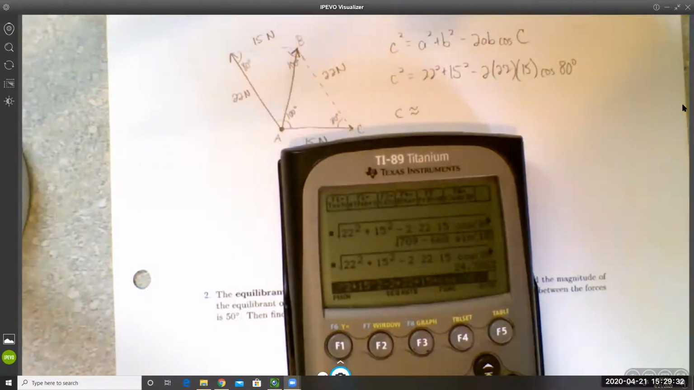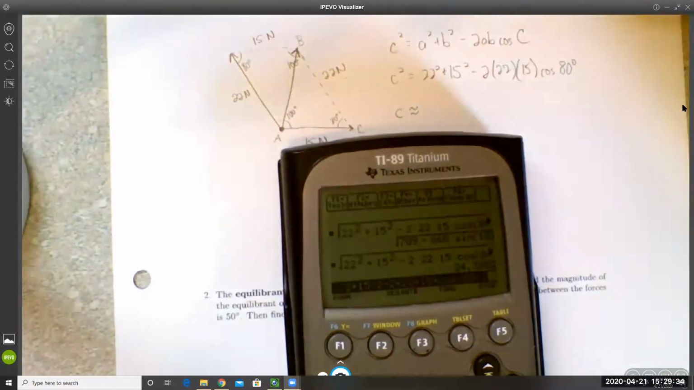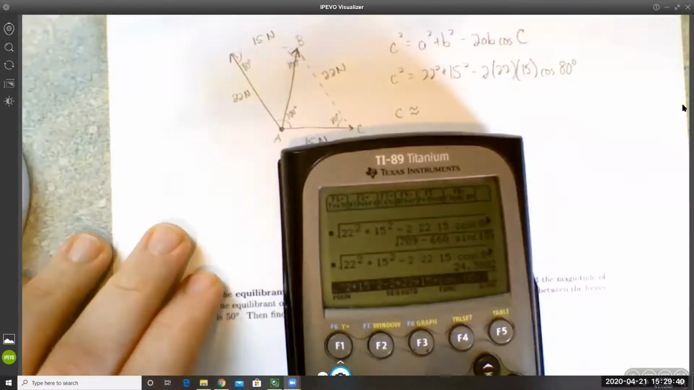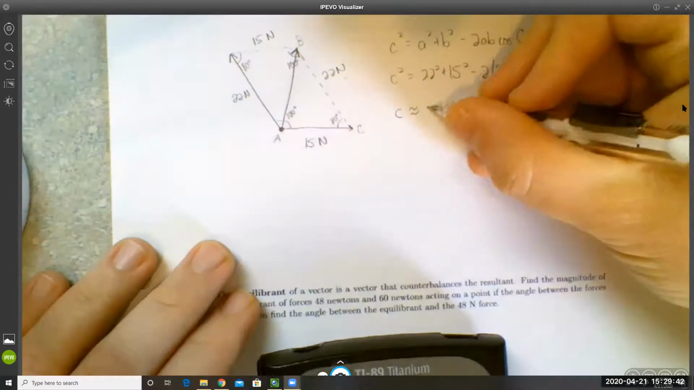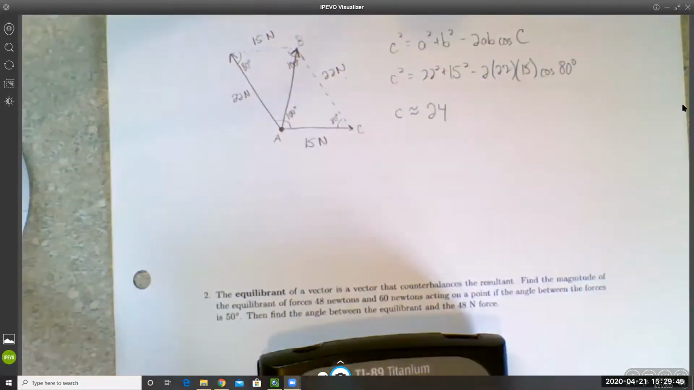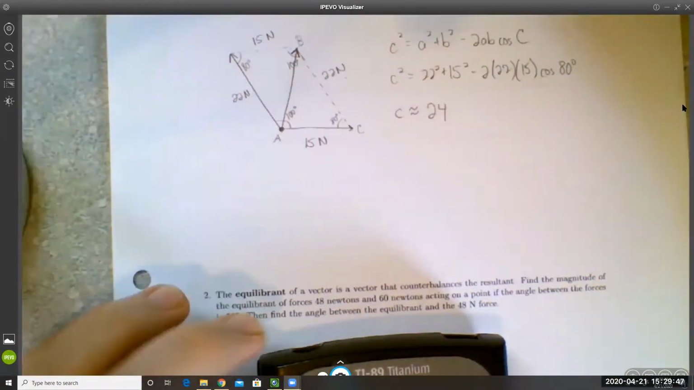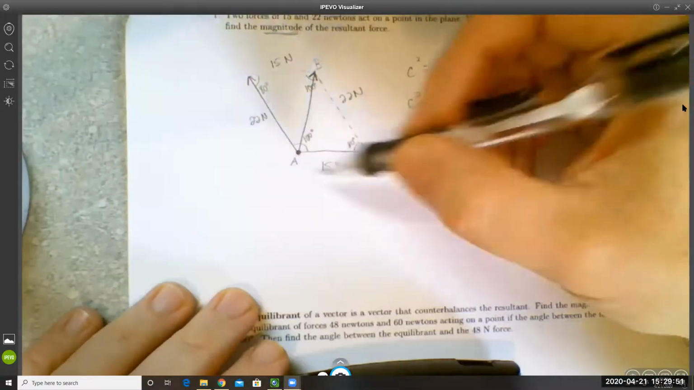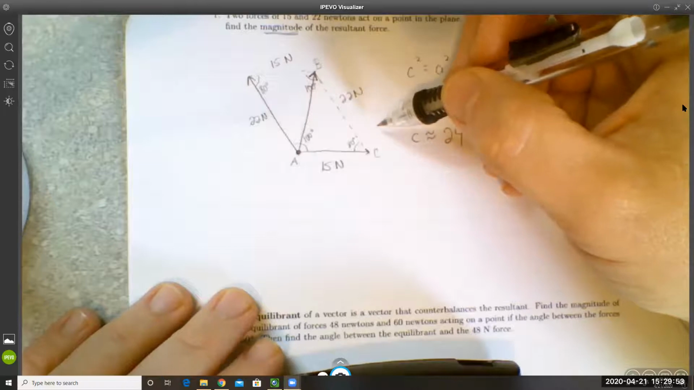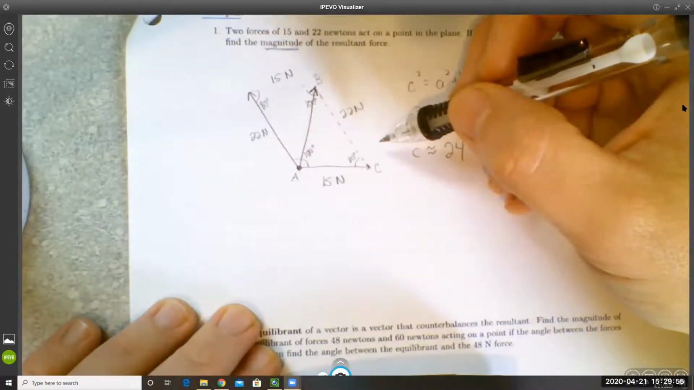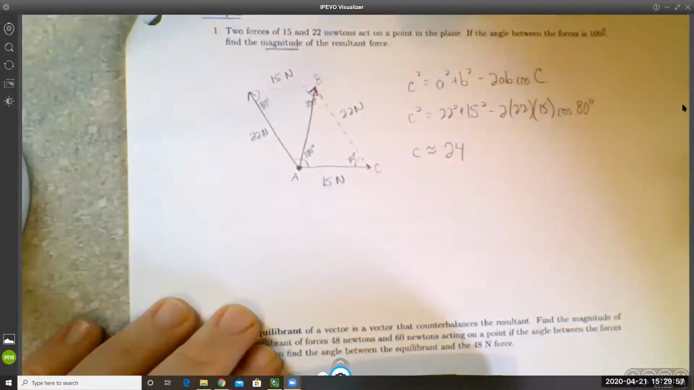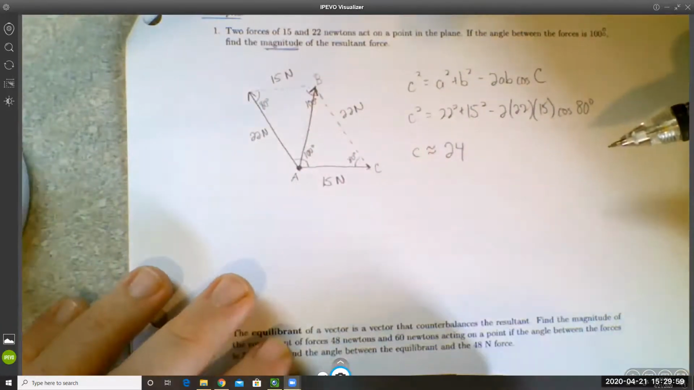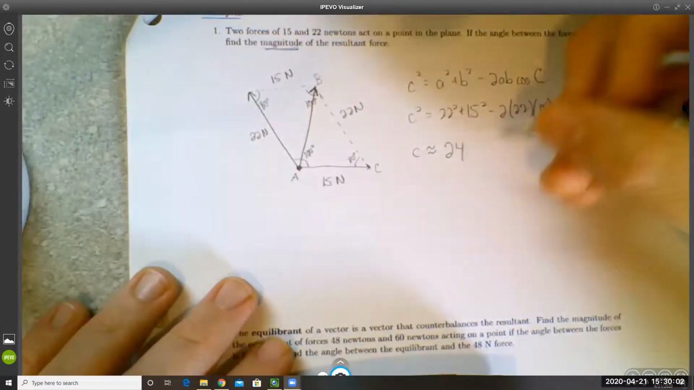And so it comes out to, well, how many sig figs? I guess 2 significant figures. So we'll say about 24 newtons, right? So that would be the magnitude of that side. So you can see that this is really nothing new. It's just we're using new words to describe the scenario, right? The resultant, fancy schmancy word. Anyway, but yeah, 24 newtons.